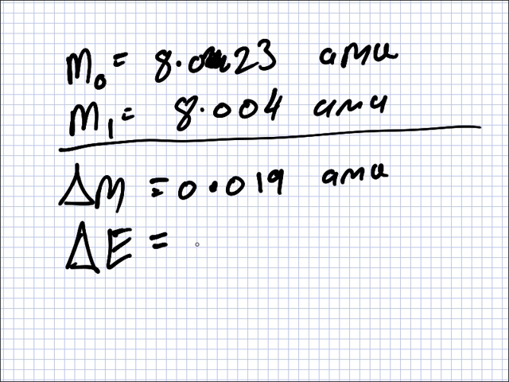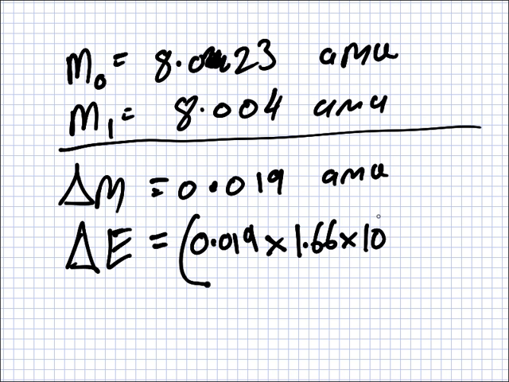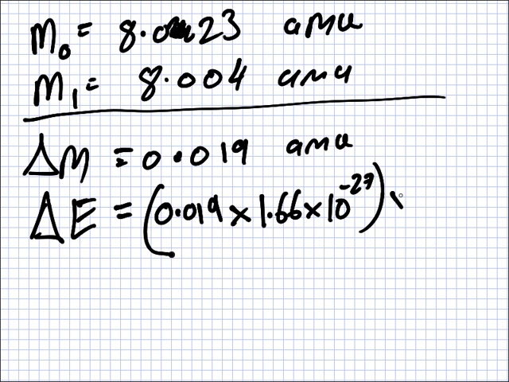Okay. So according to Einstein, this will be 0.019. That's the m, but it's in AMU. What did I say AMU was? We'll just say 1.66 times 10 to the minus 27. And then we have to multiply by c squared. And c is about 3 times 10 to the 8, squared.